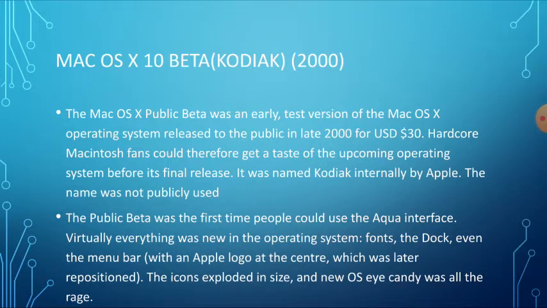The public beta was the first time people could use the Aqua interface. Virtually everything was new in the operating system: font, the dock, even the menu bar, with an Apple logo at the center which was later repositioned. The icons exploded in size and new OS eye candy was all the rage.